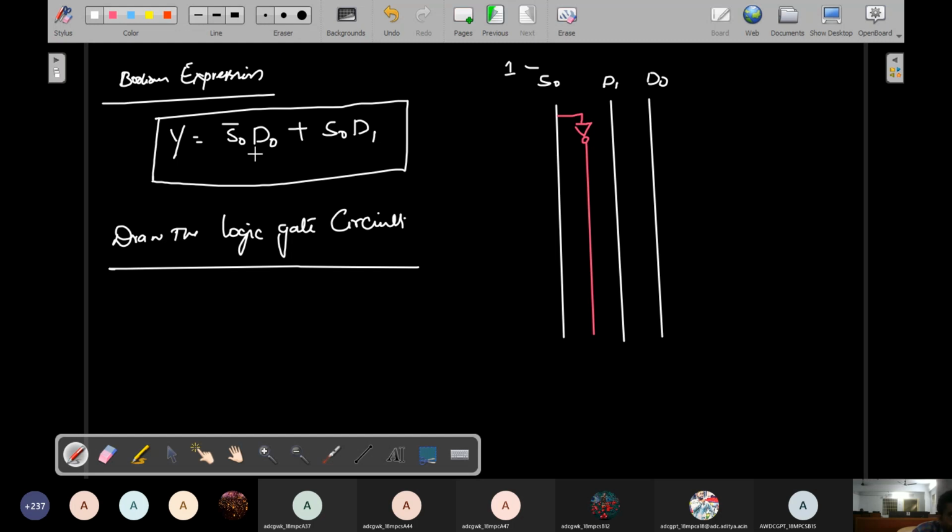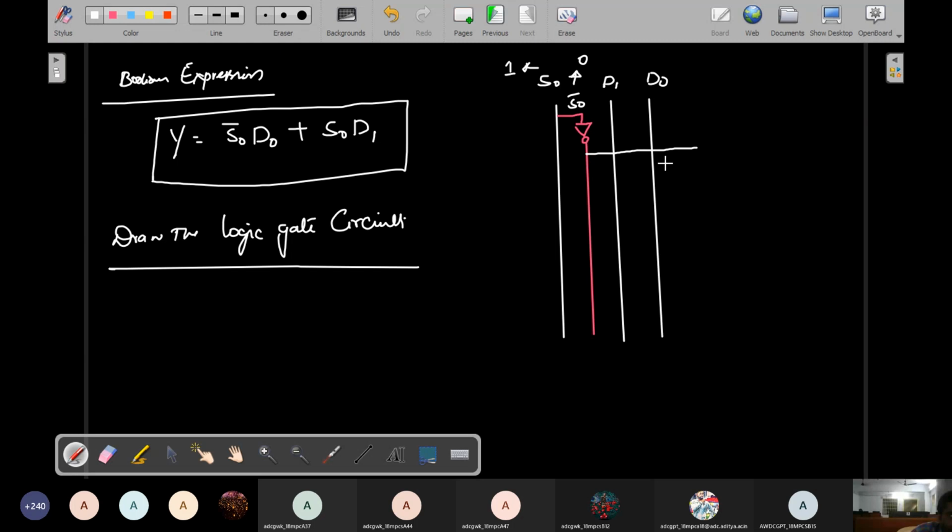Right now these are both represented by an AND gate and this is also an AND gate. The final combination represents an OR gate. So first of all, the AND gate. So S0, this is nothing but S0 bar. This is the S1 value. Right now S0 bar into D both are having an AND operation.